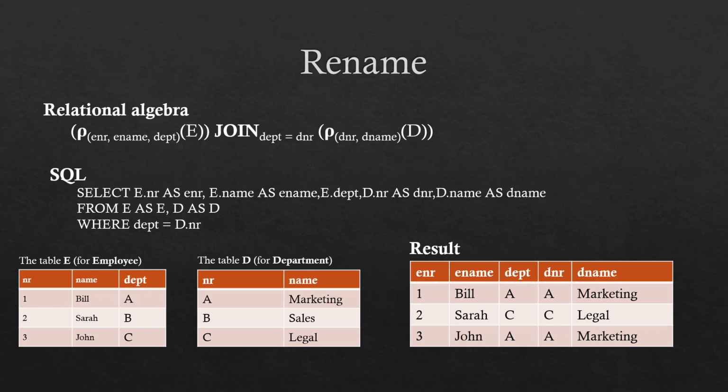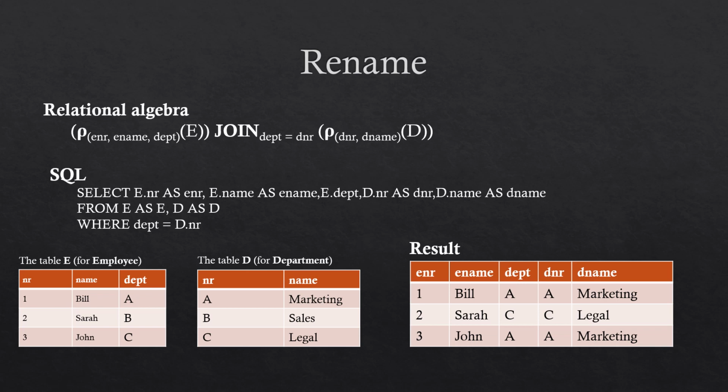In SQL, we're going to select E.nr as ENR, E.name as ename, E.dept, D.nr as DNR, D.name as DName, from employee as E, then department as D. So I just set its alias the same. Then where E.dept is equal to D.nr.